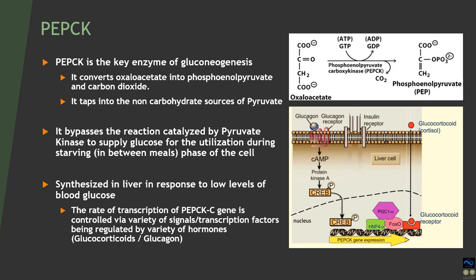Particularly here, cortisol is the one which mediates its effect through the hormone receptors, which move to the nucleus and cause the expression of this phosphoenolpyruvate carboxykinase gene, as well as via CREB, which we know is under the influence of cAMP, and which in turn will function under the influence of glucagon.